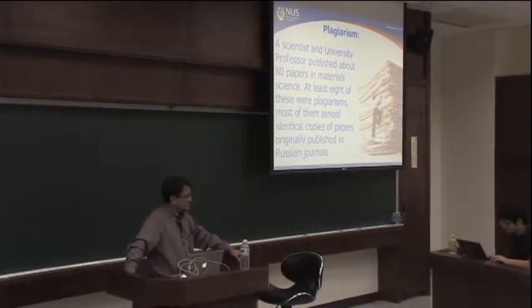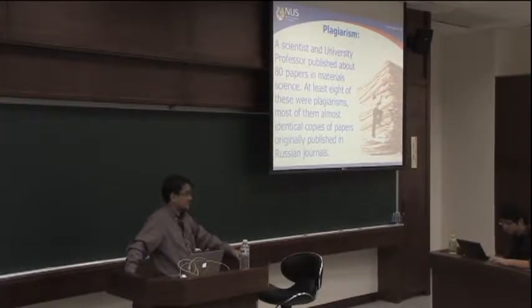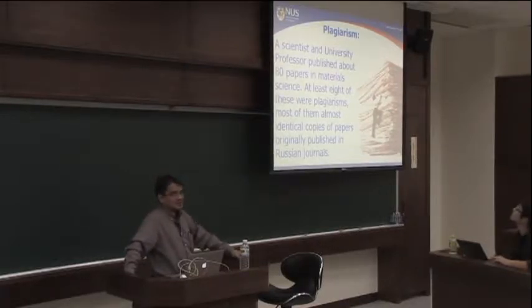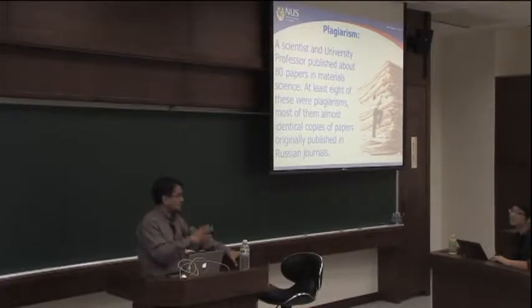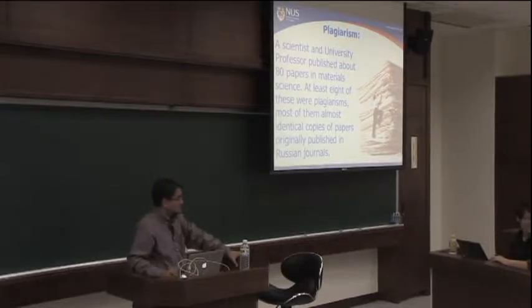And the reason why this particular scientist was so confident at first that he wouldn't get caught was that he thought people would not be looking at English journals and Russian journals at the same time. So his plagiarism involved translating papers from Russian into English. And he thought the world has not changed since so many years ago.